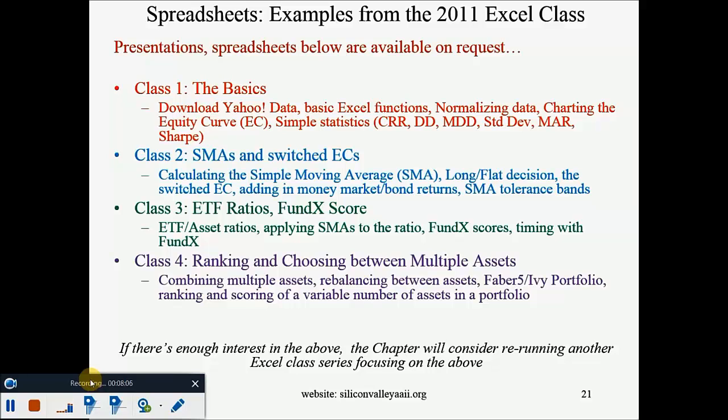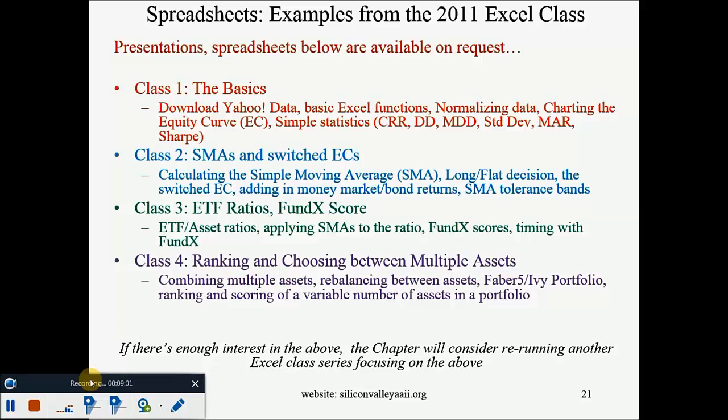The next class deals with ETF ratios and the FundX score. By ETF ratios, again, I really mean asset class ratios. And it shows you how you can compute those in a spreadsheet. They're pretty easy. So for example, a relatively famous one is a SPY gold ratio, where you take the price of the SPY divided by the price of gold, and you get a curve. And when it's going up, that means SPY is beating gold, and when it's going down, it means gold is beating SPY in terms of price increases. You can apply a simple moving average to that ratio, and there are some very simple strategy systems that will tell you should you be long SPY or long gold. So we go into that.